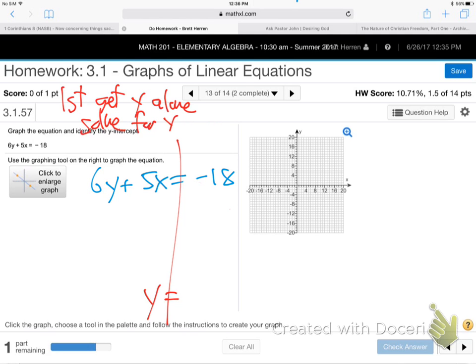What's the first step to get y alone? Y is over here. Said, I want to be alone. Get rid of the stuff that's with me so I can be alone. Subtract the 5x. Good job.